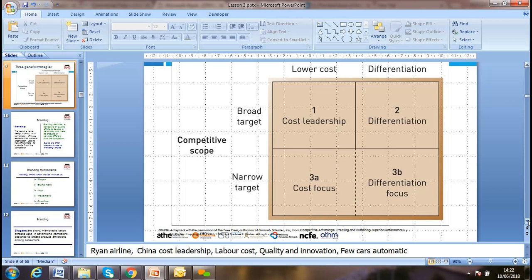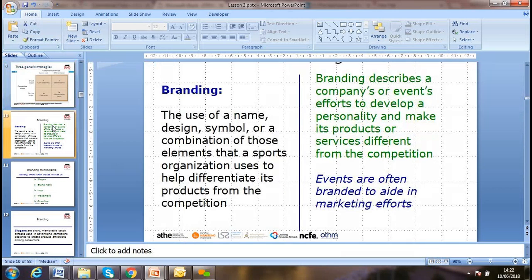Any questions? No. Okay. So next our area is brand and branding. What is meant by brand? It's a name or logo of a company, which we can identify. Brilliant. So the name, design, symbol or combination of these elements that a sport organization uses to help differentiate its product from the competition. A brand describes the company's efforts to develop a personality or make the product and service different from the competition. That's what is called branding.